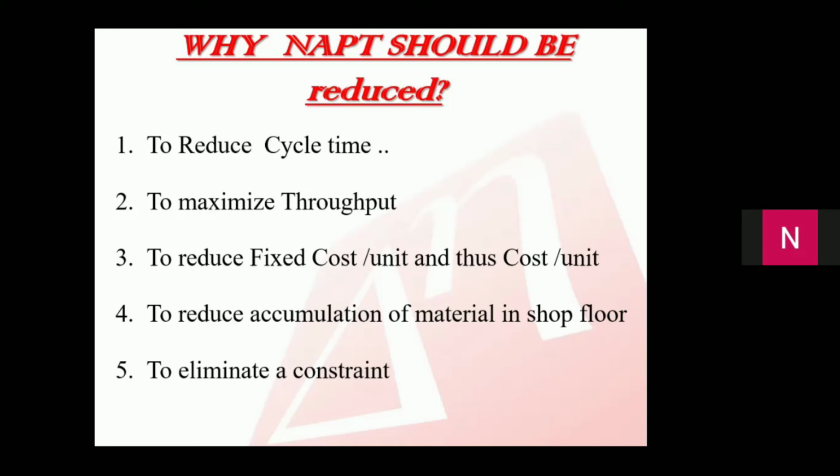To eliminate a constraint. No action point times normally form a constraint. Eliminate that and you will find that the outputs will be increased. You might recollect the classes we had on constraint elimination, where we said that maximize throughput through the constraint. So if there is a lot of material waiting in front of the constraint, it means that there's a lot of waiting time. So we have to eliminate a constraint.